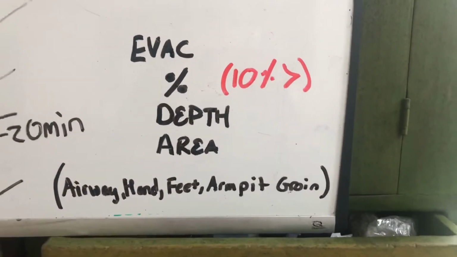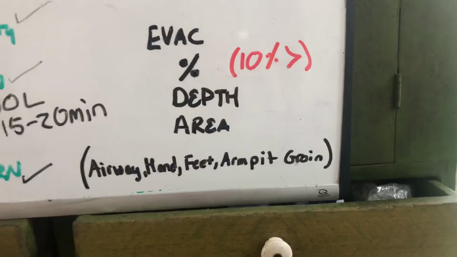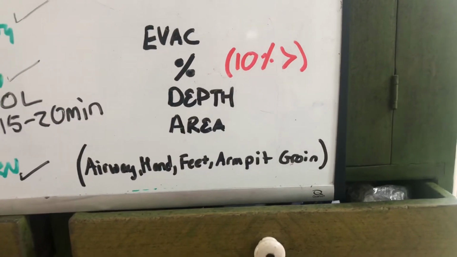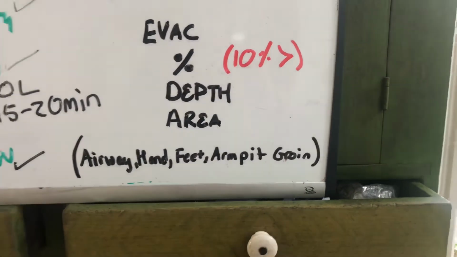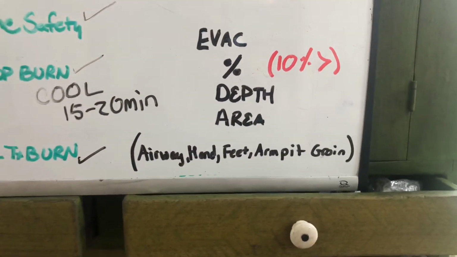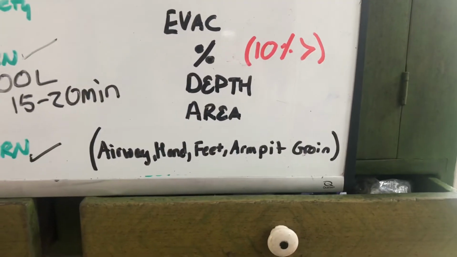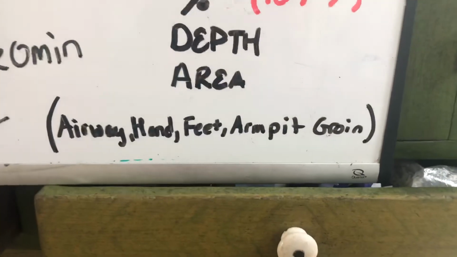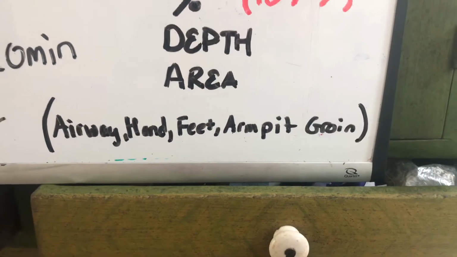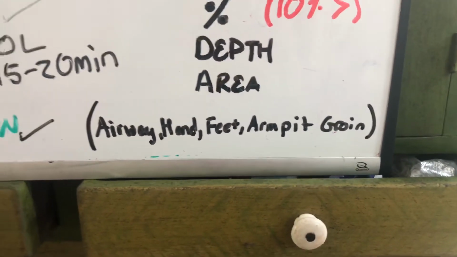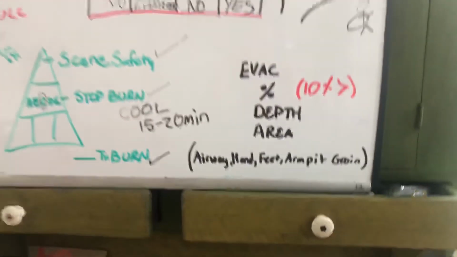So anything that's greater than 10%, we're going to rapidly evac. Anything that's circumferential, that goes all the way around, we're also going to rapidly evac. Our full thickness, they're all going out rapidly. And then anything that is an airway, hand, feet, armpit, or groin, these are special areas. We want to get those out quickly.